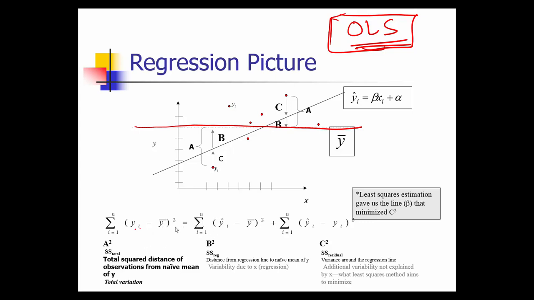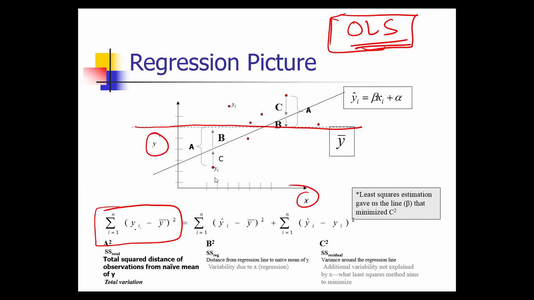That is some kind of a variance, right? Isn't the variance the square of the distance of the observations from its mean? So that's the total variation. Total variation in y, because the idea in linear regression is to see how much the x is able to explain the variation in y.